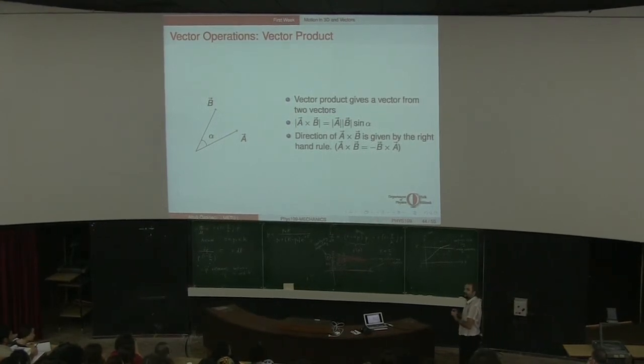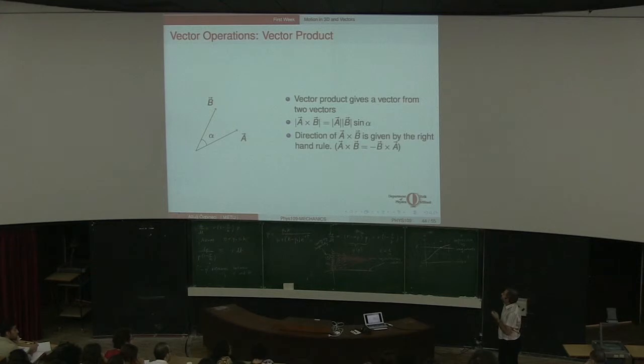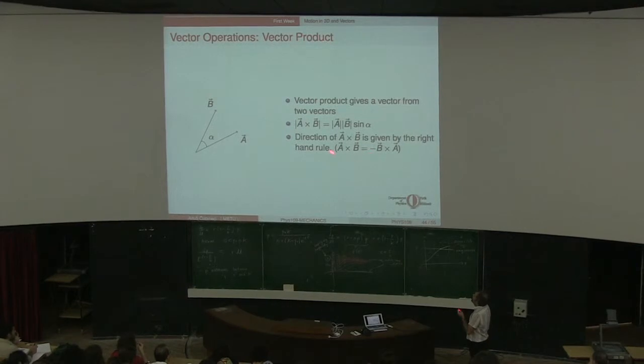So one use of the scalar and vector products, you can imagine, is if you want to calculate the angle between two vectors, you need to obtain its sine and its cosine. So the vector product gives you the sine of the angle between them, and the scalar product gives you the cosine of the angle between them, so that you can determine the angle between any given two vectors.